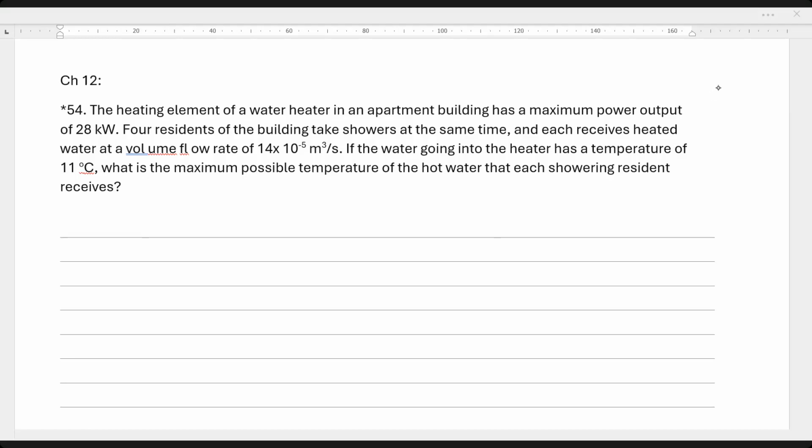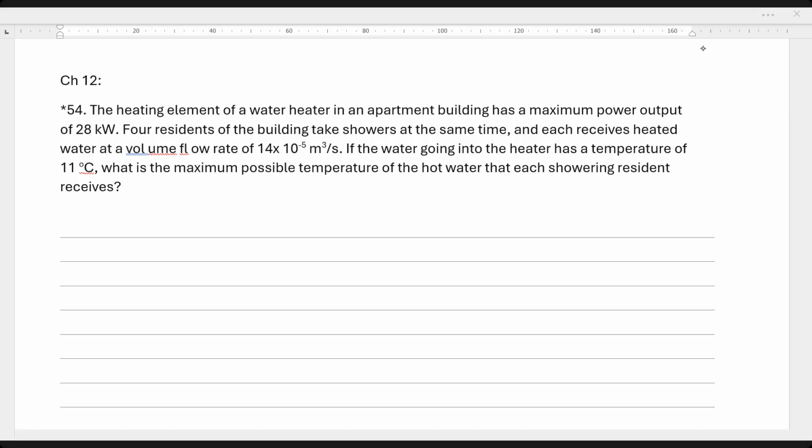In this question, we're given the heating element of a water heater in an apartment building has a maximum power output of 28 kilowatts. Four residents of the building take showers at the same time, and each receives heated water at a volume flow rate of 14 times 10 to the power of minus 5 meters cubed per second. If the water going into the heater has a temperature of 11 degrees Celsius, what is the maximum possible temperature of the hot water that each showering resident receives?